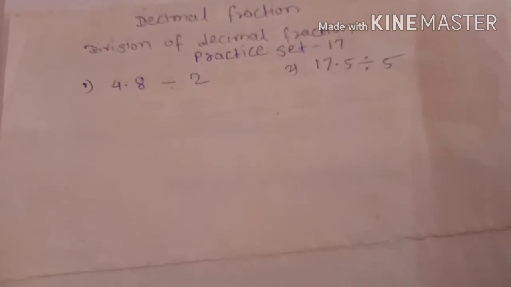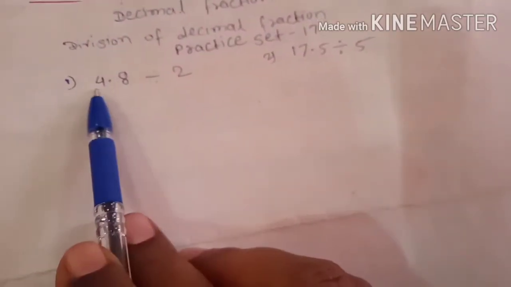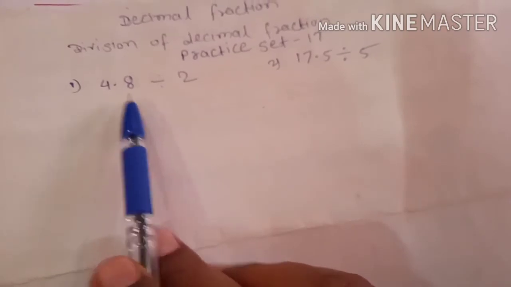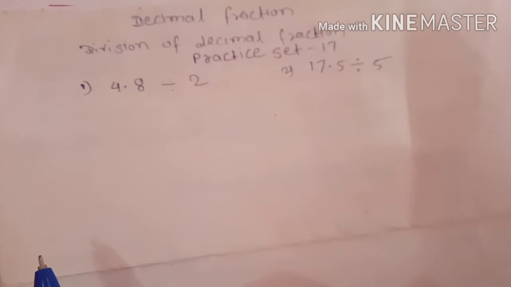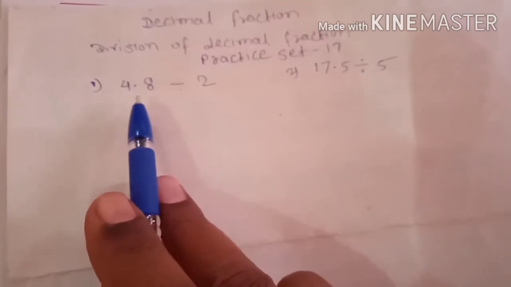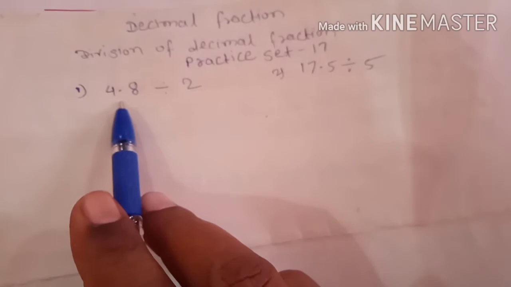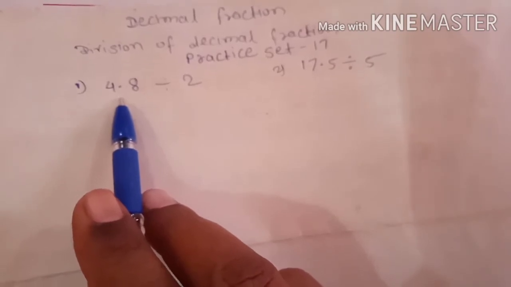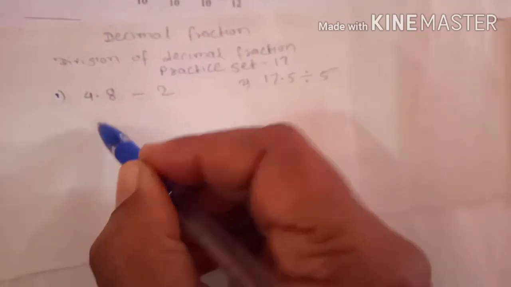In this practice set, these are the examples. 4.8 divided by 2. When we divide decimal fractions, first of all, we convert the decimal fraction into a common fraction like this. Here is 4.8.